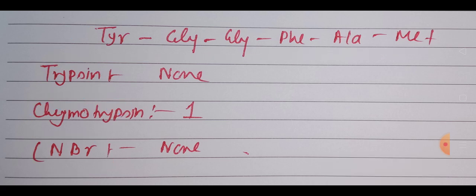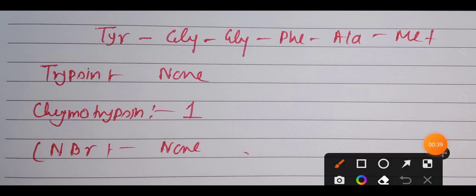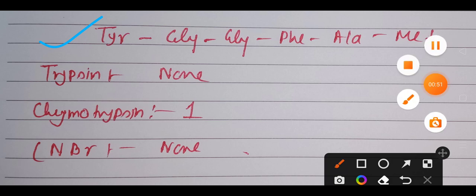If you have not watched my peptidase video, then you will not be able to answer this question, unless you already know about this. If you don't know about this, then I recommend that you please go and watch those videos, okay, so that you can understand it. Although I am going to help you here also.